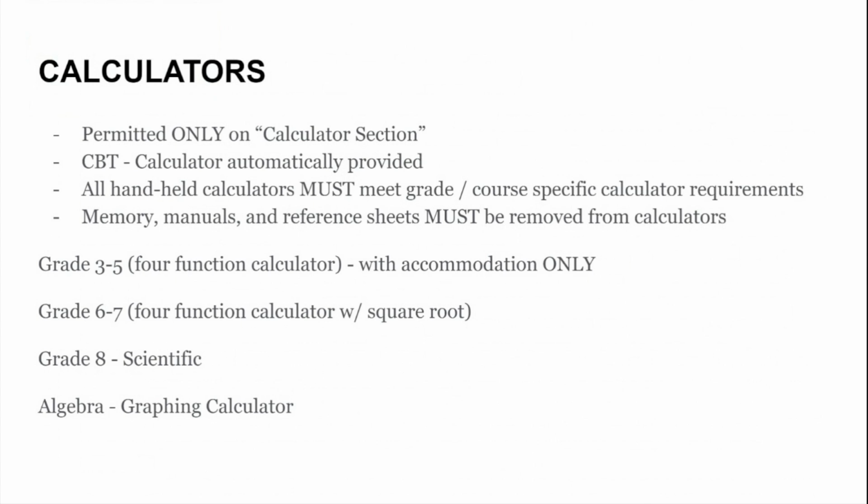In grades 3 to 5, it's a 4-function calculator, and that's with accommodation only. In grades 6 to 7, it's a 4-function calculator with the square root key. In grade 8, it's scientific, and the algebra group can use a graphing calculator on specified sections.